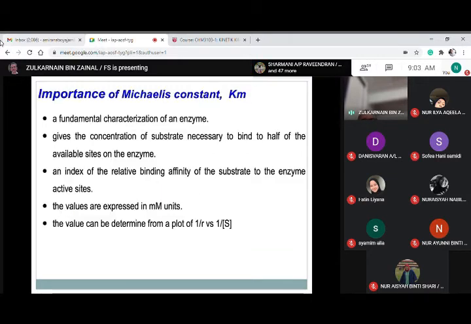So okay, then the important Michaelis constants. What is the importance of the constant? It is the fundamental characterization of enzymes. So for a reaction, you have a characteristic value of Km for the reaction. That will define the reaction. So if you have a certain reaction, you know the value of Km.